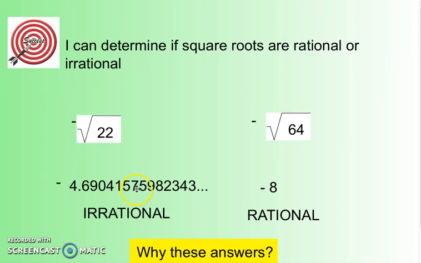Now, another reason why negative square root of 22 doesn't fit as a rational number is the fact that I can't write this as a fraction, and that is the definition of a rational number. There's really no fraction that would get me exactly this number, this decimal. I could maybe find a fraction that gets me close to it, but not exactly this number.